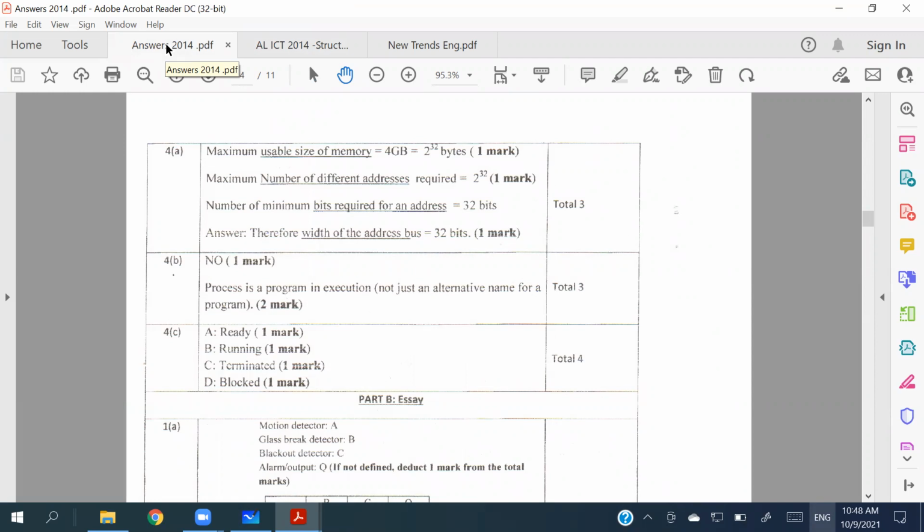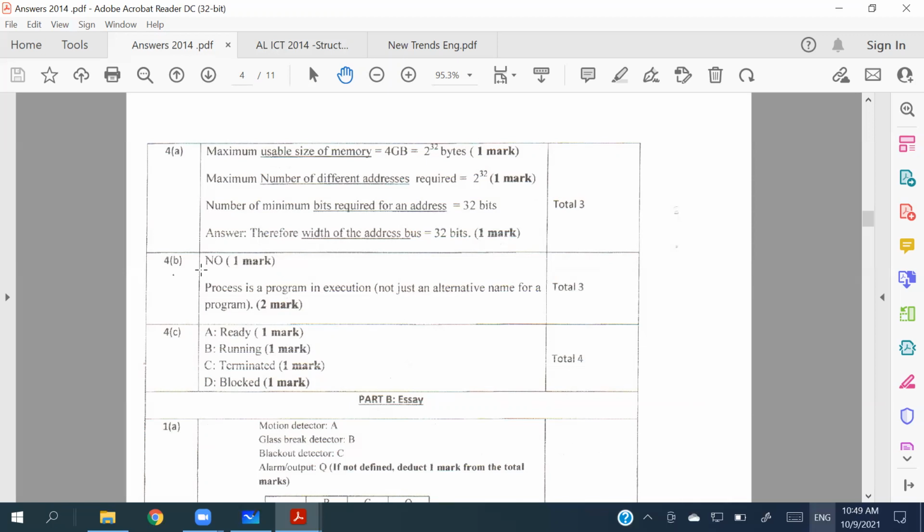And in the fourth one, part B, it is asking the famous question. Process is another name for a program. Do you agree with this statement? Yes or no, give answers. So it says no, because a process is a program in execution, right? Not just an alternative name for a program. So process is a program in execution is sufficient for you to have 2 marks. Right? So you can take that and say it, like just for saying no, you are going to receive 1 mark. And for the explanation, you are going to receive another 2 marks.